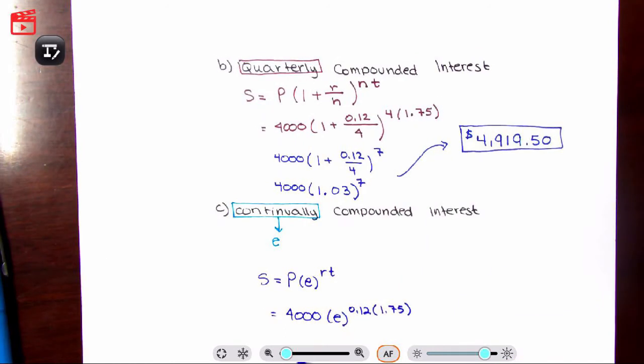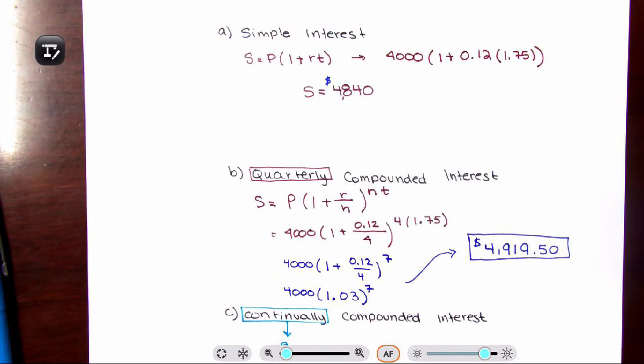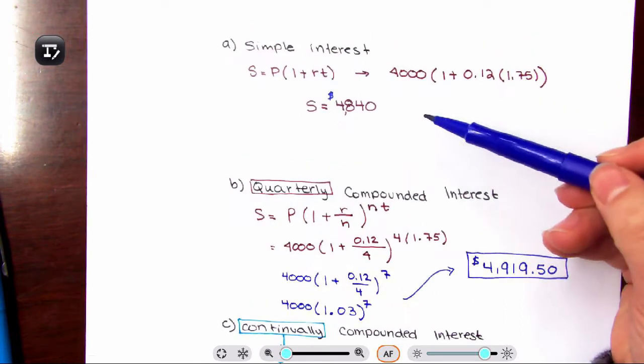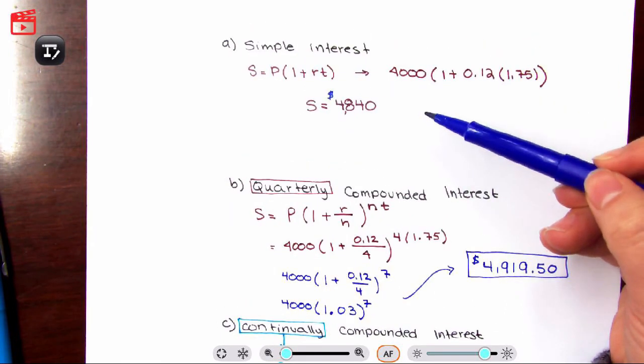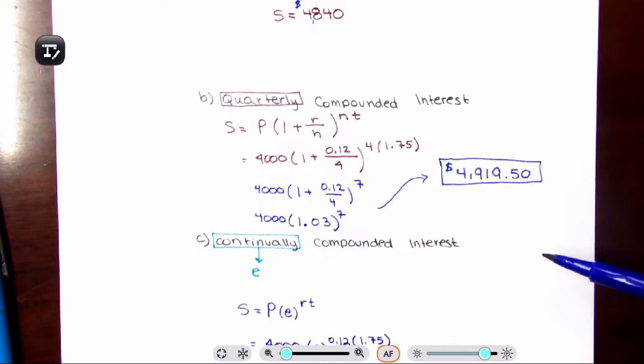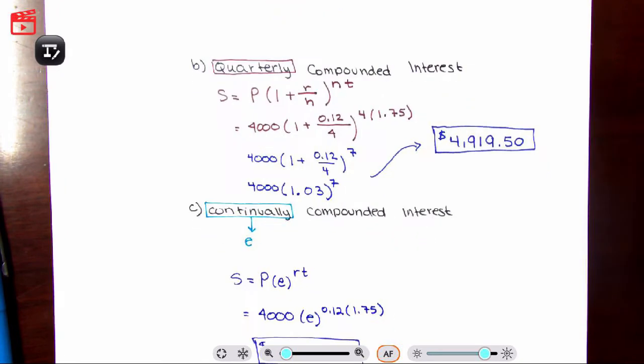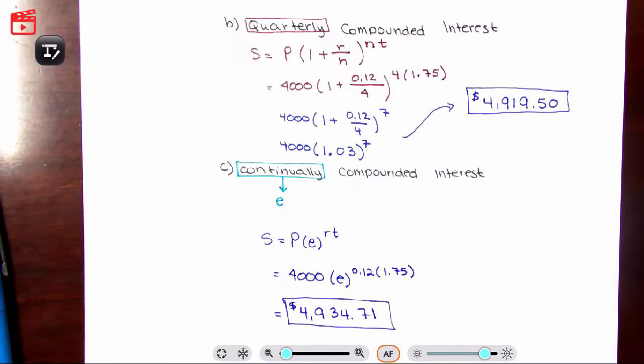And that equals $4,934.71. So you can see that if we invest $4,000 at 12% interest rate for 91 weeks, with our simple interest, we would owe $4,840. With our quarterly compounded interest, we would owe $4,919. And here we would owe $4,934. So it is most expensive to borrow money with a continually compounded interest rate versus a simple rate.